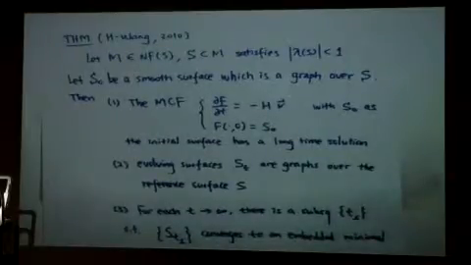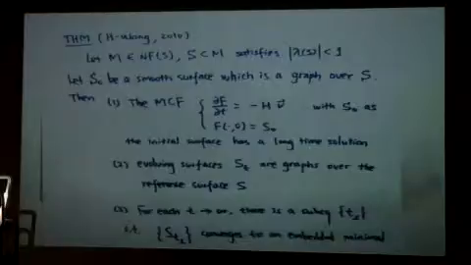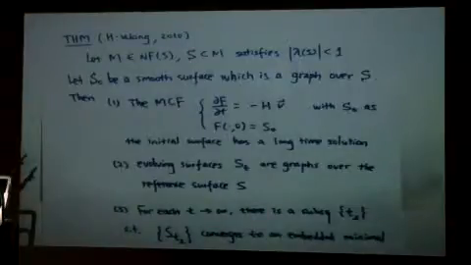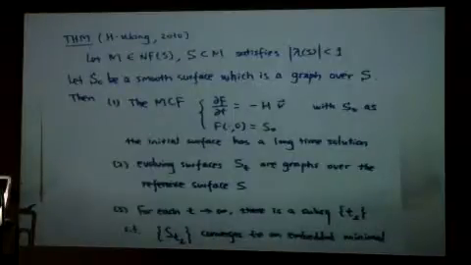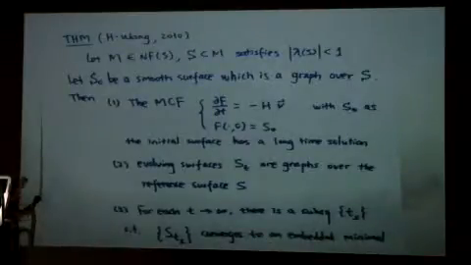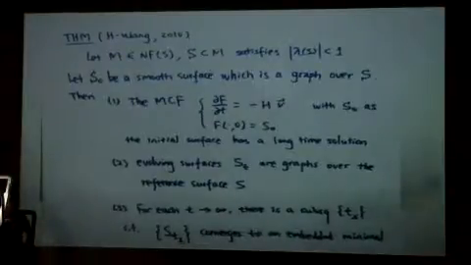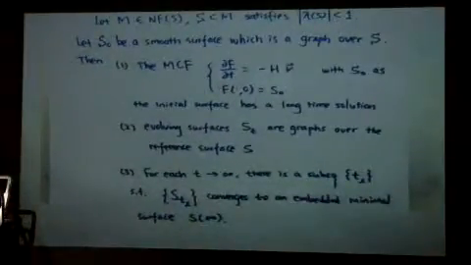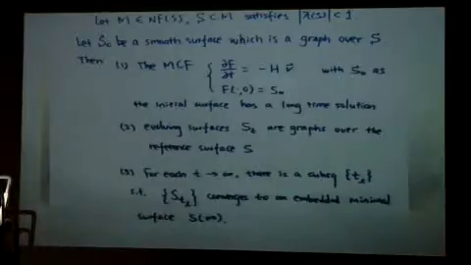So a string manifold is nearly Fuchsian, so you have at least one incompressible surface of high genus with this small curvature condition. Then you look at a smooth surface, which is a graph over my reference surface. Then my mean curvature flow with this graph as my initial surface has a long-time solution. It's going to drag this initial surface somewhere. And the evolving surfaces stay as graphs over the reference surface. That's pretty easy to prove, actually, pretty standard.